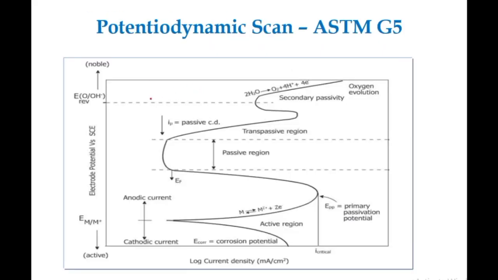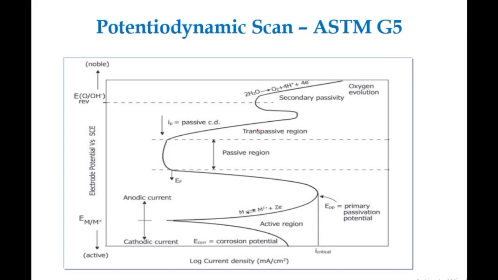When we look at the potentiodynamic scan, on this side we have the potential. We are using the saturated calomel electrode as the reference electrode. We have the log I, which is the log of the current density, in milliamps per square centimeter. So we have this, which is the scan.